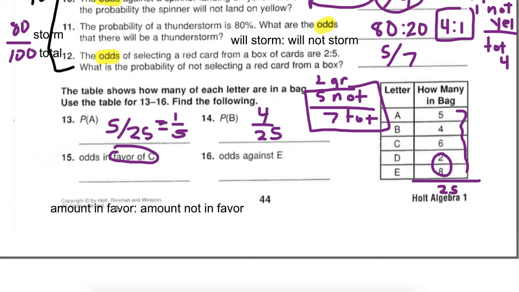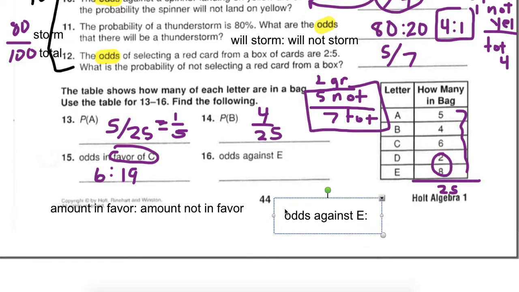All right, well, let's see what happened. How many were in favor of C right here? There were 6 of those, 6 out of 25 that were in favor of C. How many were not in favor of C? Well, if there's 25 total, that means there are 19 left over. Those don't reduce, so I'm going to leave it like that. All right, now, the last one, odds against E. So the first, whatever they describe comes first. So I'm going to say odds against E come first, and then all other choices come second.